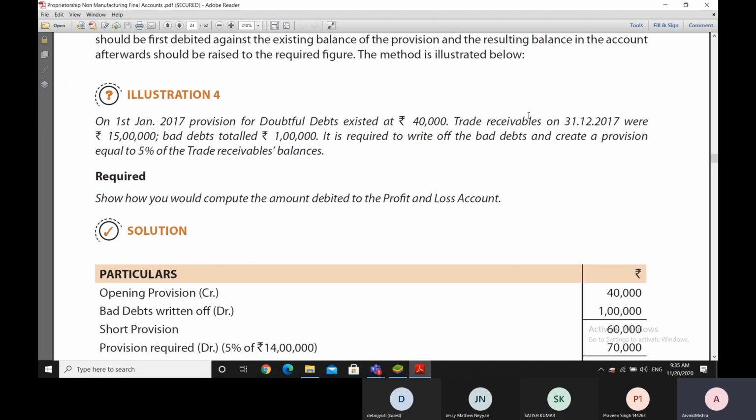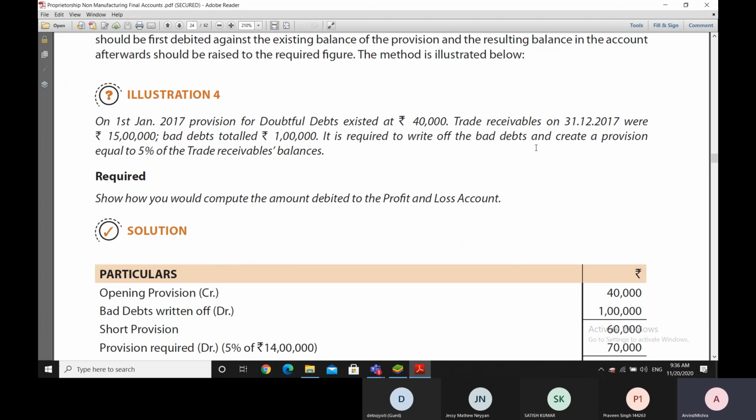But at the end of the year, we were supposed to receive 15 lakh rupees and 1 lakh had already turned bad. Now we were required to write off these bad debts and create a provision equal to 5% of the trade receivable balances.